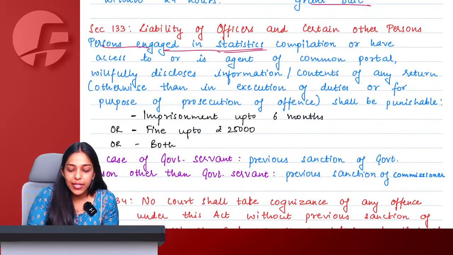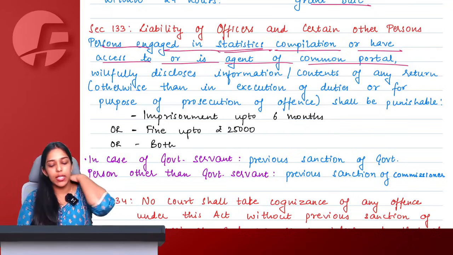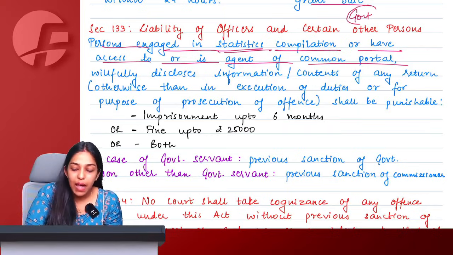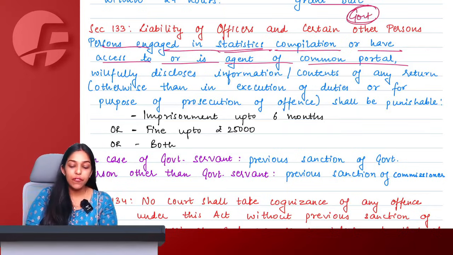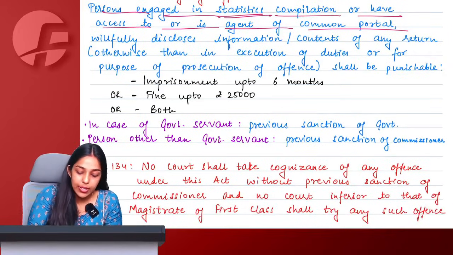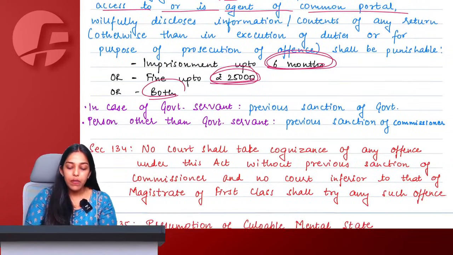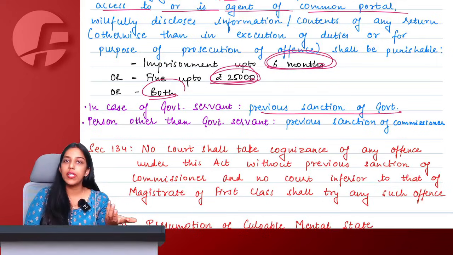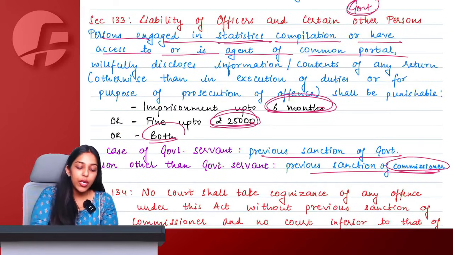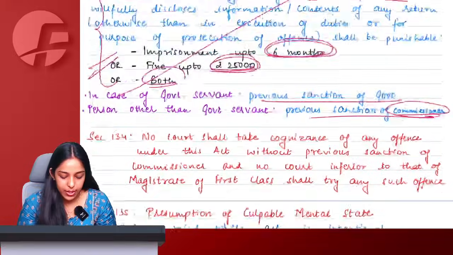Then we are saying liability of officers and certain other persons. If a person engaged in statistics compilation or having access to the common portal tries to willfully disclose any information, so basically people who are dealing with the GST portal, these are government people having our information. If they are furnishing our information with a fraudulent intention, then they can also be given imprisonment up to 6 months, fine up to 25,000 or both. For a government servant, you will first have to take previous sanction of government, and for others, previous sanction of the commissioner will be required to levy penalty under this section. Again, not very important for exam.